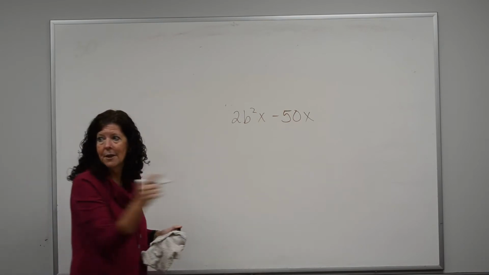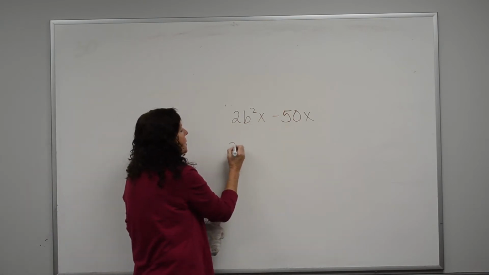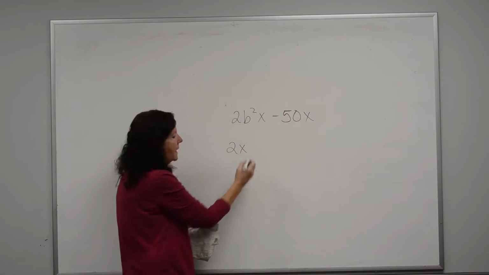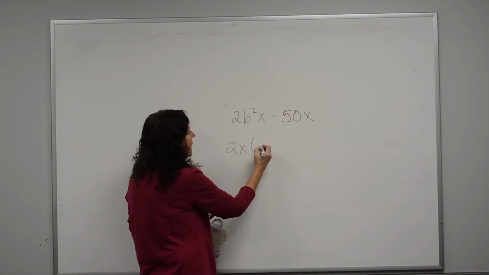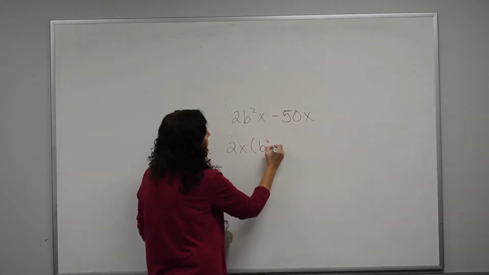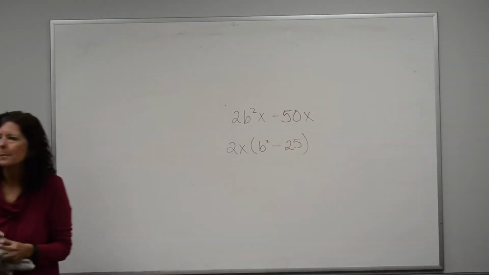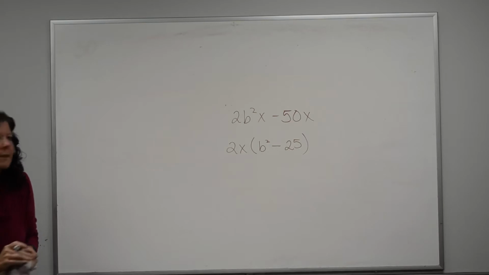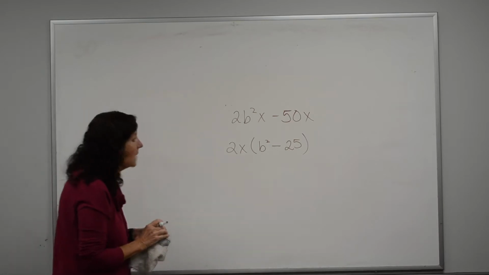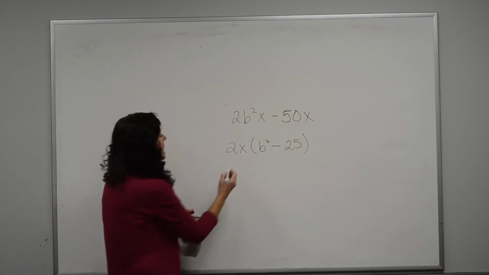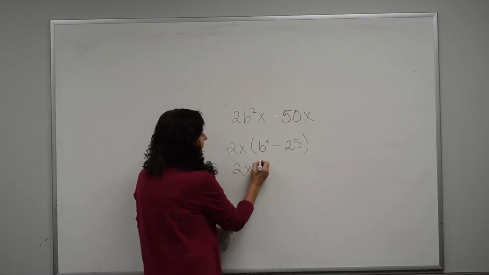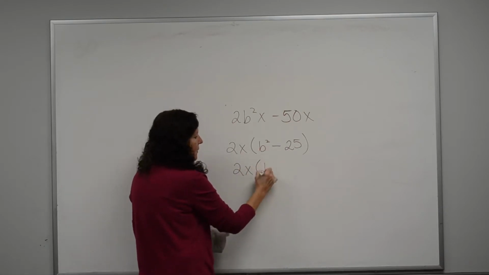2x. Okay, make sure you look at the number too. So I have 2x, which I put on the outside. Then what I have left here is b squared minus 25. Am I done? No, what do I still have? Square. I have the difference of squares. Okay, so I have 2x, and then this is the square root of that.